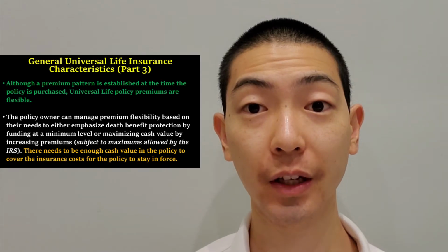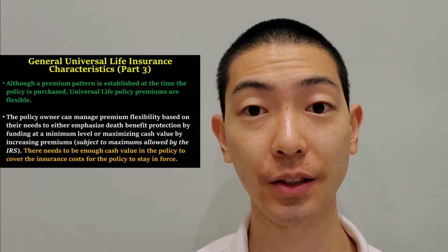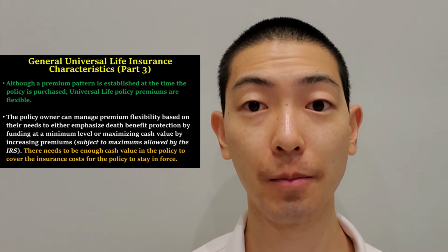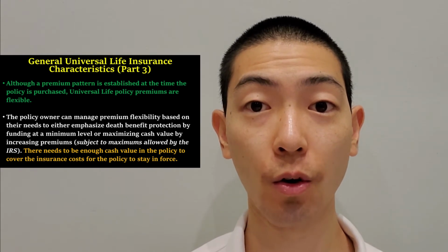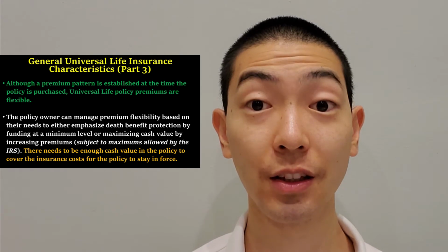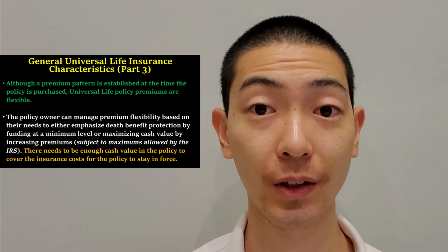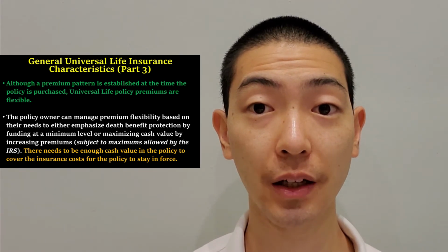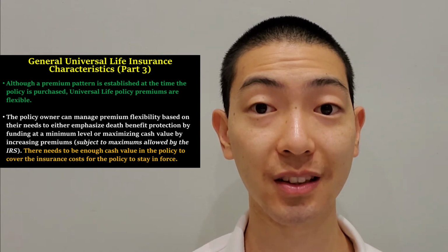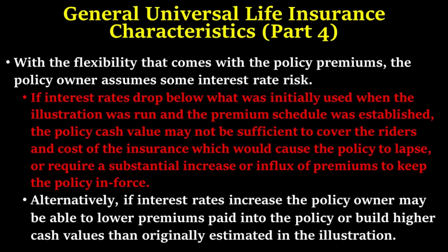Although a premium pattern is established at the time the policy is purchased, universal life policy premiums are flexible. The policy owner can manage premium flexibility based on their needs to either emphasize death benefit protection by funding at a minimum level or maximizing cash value by increasing premiums, subject to maximums allowed by the IRS. There needs to be enough cash value in the policy to cover the insurance costs for the policy to stay in force. With the flexibility that comes with policy premiums, the policy owner assumes some interest rate risk.